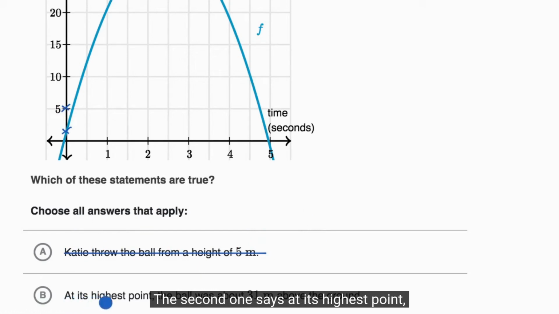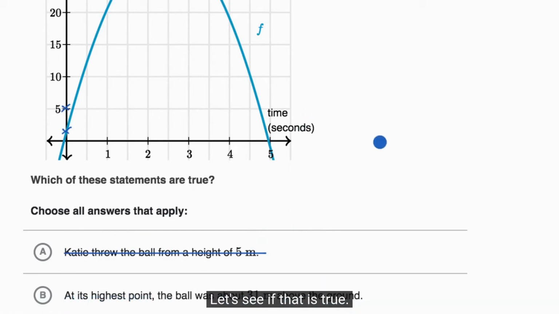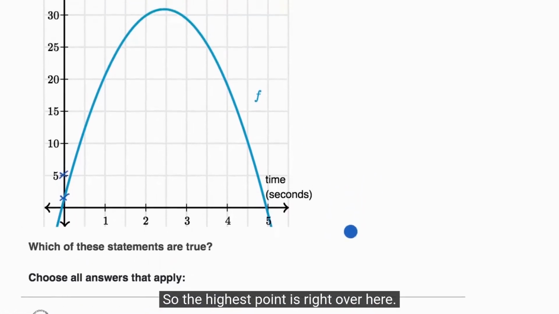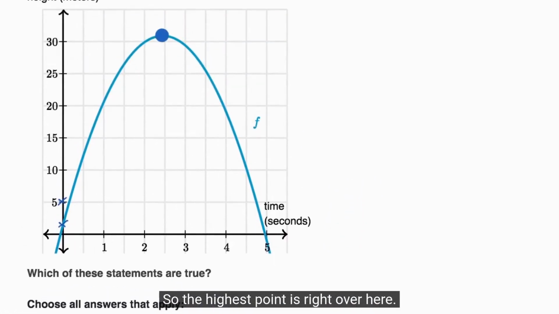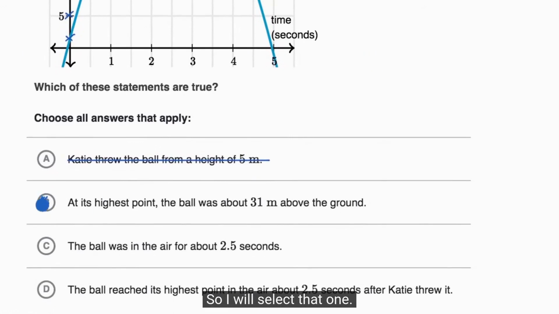The second one says, at its highest point, the ball was about 31 meters above the ground. Let's see if that is true. So the highest point is right over here. And yeah, that looks about 31 meters. So I like that choice. So I will select that one.